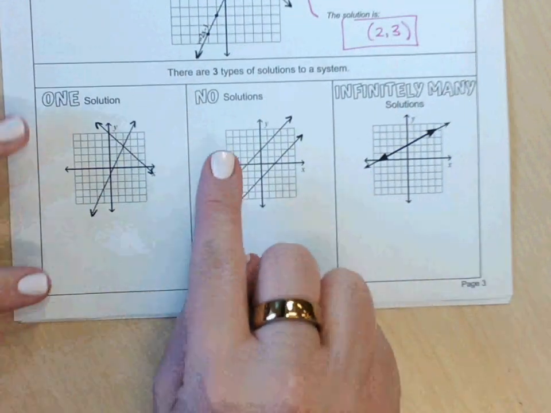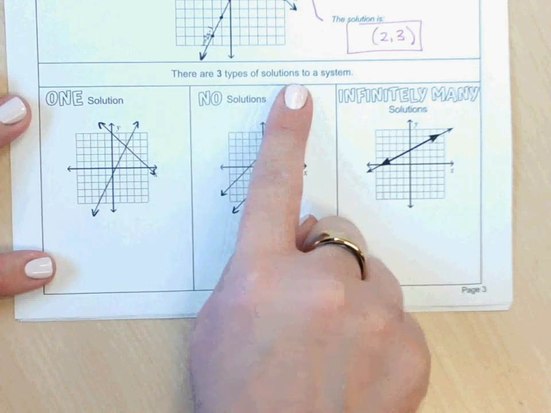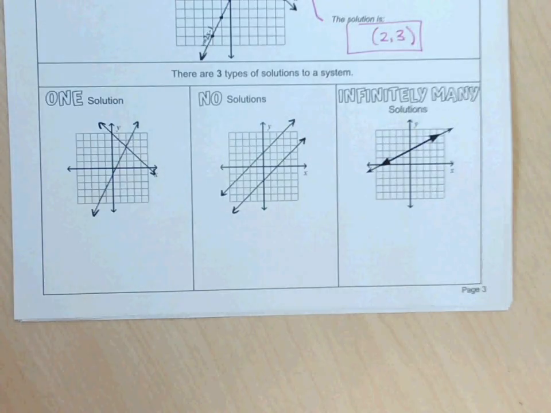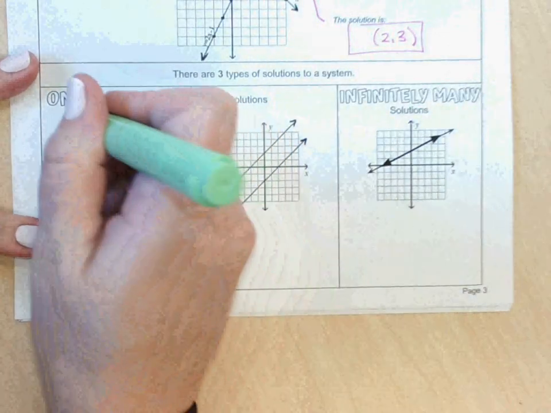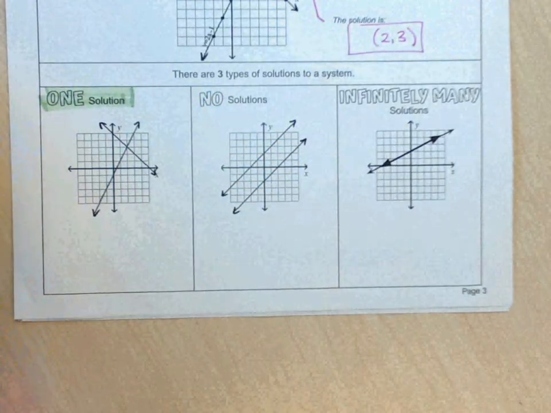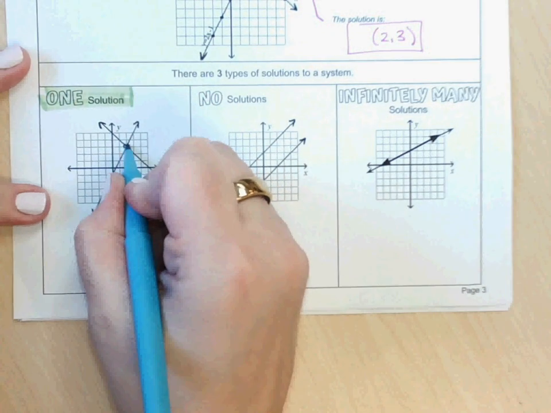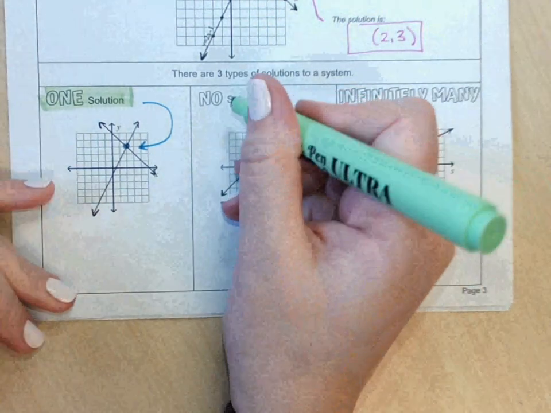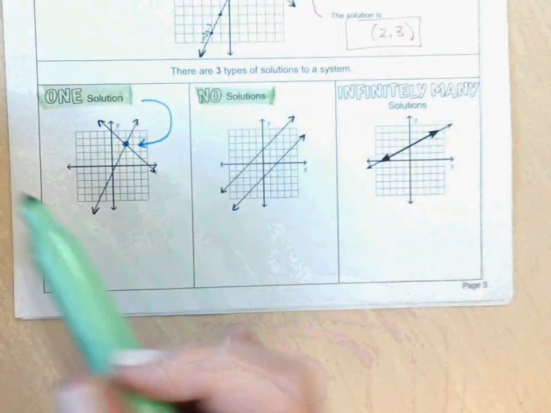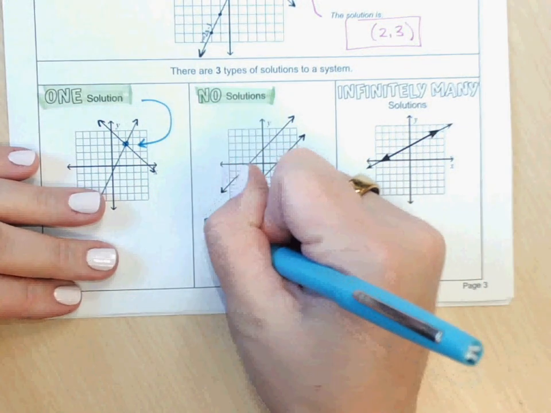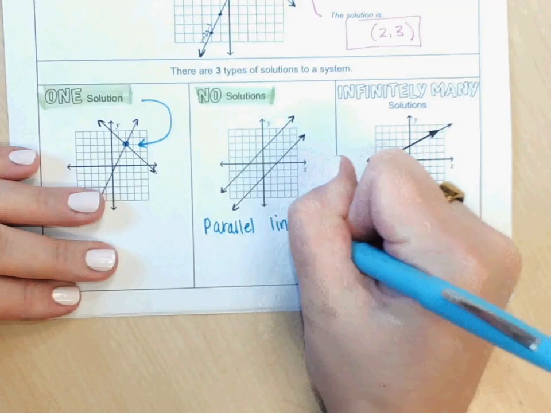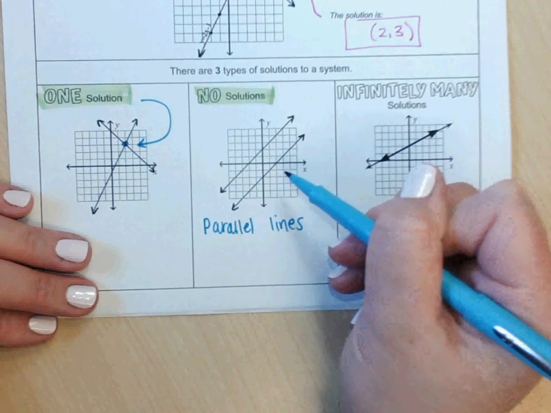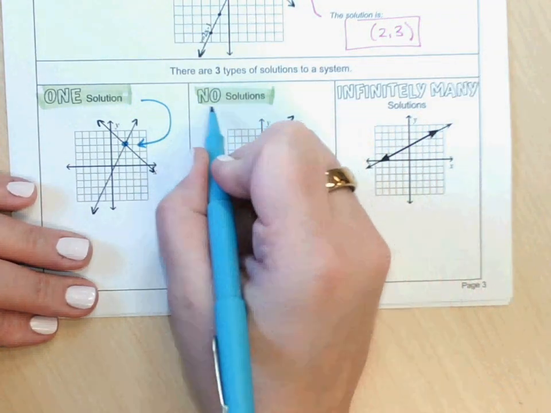However, there are three different types of solutions to a system. One is in the event that you have only one solution, which is what we just talked about. So in that case, that one solution would be right here, right where they cross. However, sometimes you might get no solutions, and that only happens if we have parallel lines. Because we know parallel lines will never touch, so they're never going to have a point in common, and therefore there is no solution.